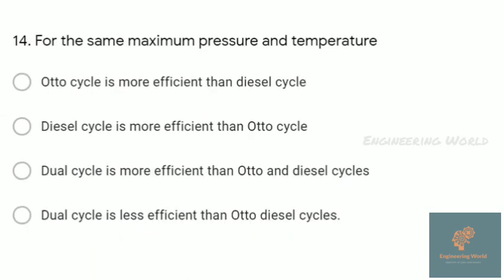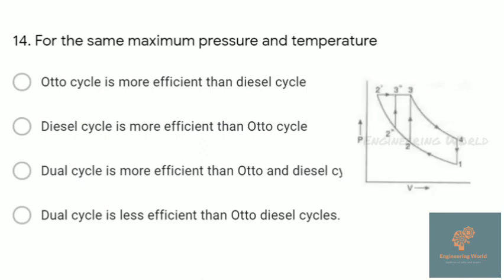Then the next question, for the same maximum pressure and temperature, here I will show the PV diagram. This one is the Otto cycle, and this one is the dual cycle, and this one is the diesel cycle.